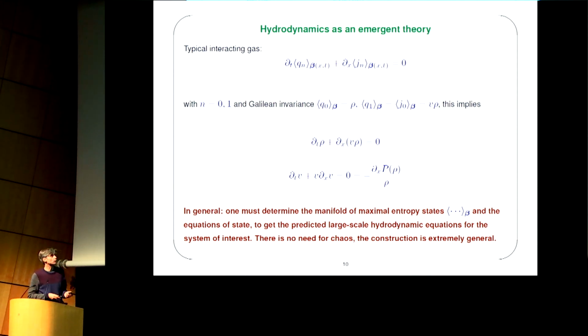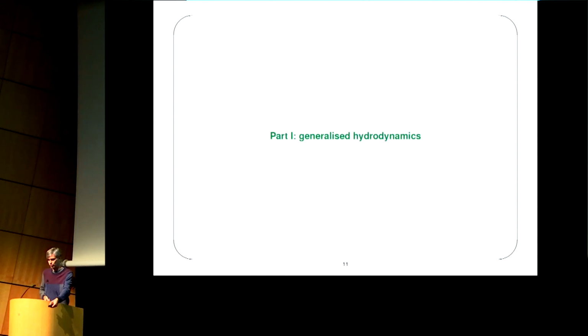Now, I'd like to solve this problem for integrable systems to show you how this works and give you kind of the solution to these cold atom gases described by the Lieb-Liniger model. Right?